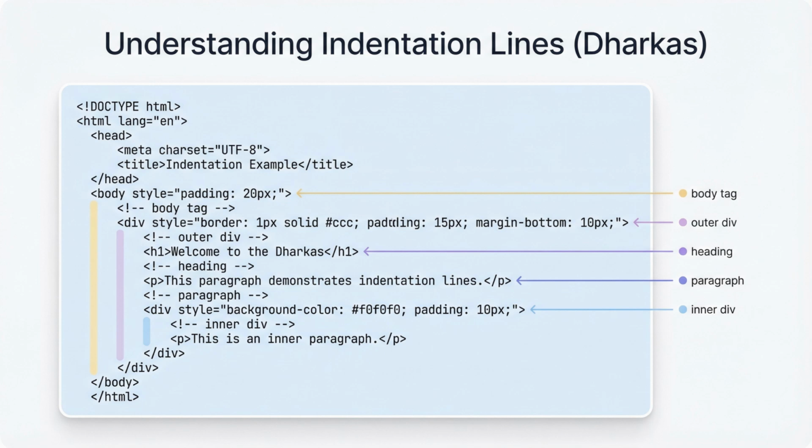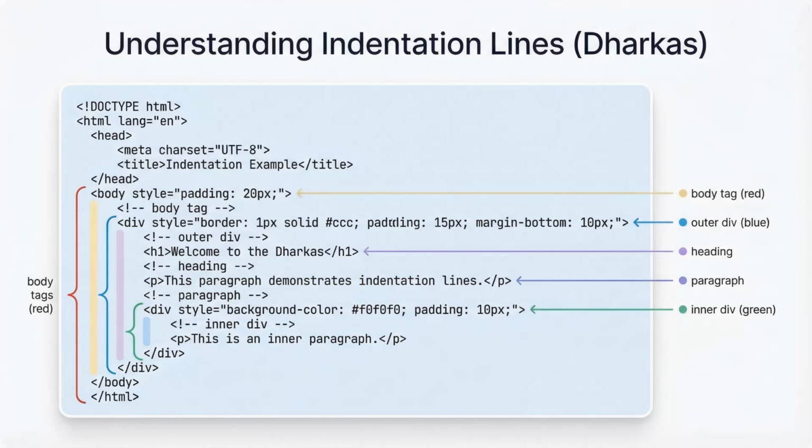The instructor explains, the outermost line belongs to the body tag. The next line in belongs to the first div inside the body. Each nested element gets its own indentation level, visually showing the parent-child relationship between tags. Every opening tag has a matching closing tag, and the indentation lines connect them visually.